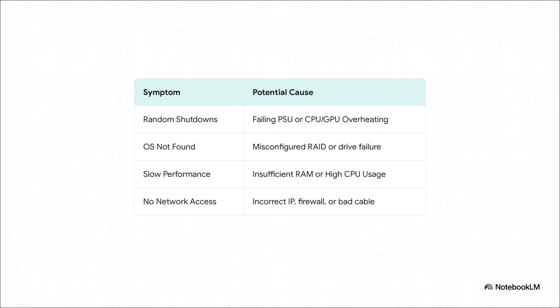So what does that detective work actually look like? Well, it's all about recognizing patterns. For instance, if a server just starts shutting down randomly, a seasoned admin immediately thinks two things: power or heat. If the operating system won't boot up, they're going to check the storage right away. It's that logical jump from the symptom to the most likely cause that is the core skill of good troubleshooting.